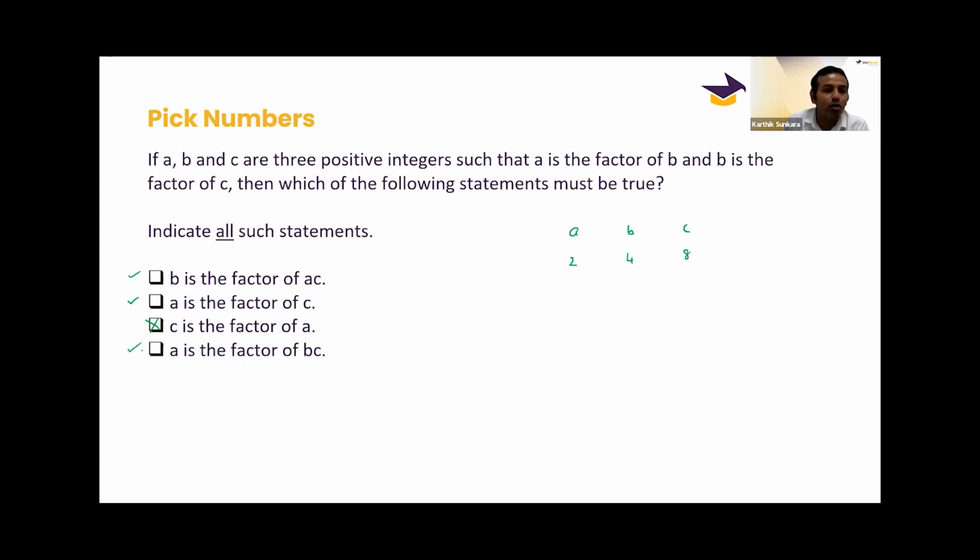So that means what could be the answer? A, B, and D. Now, let's say, for example, if you're not confident, then you try taking a different pair of numbers. Let's say A is maybe 5, then this is maybe 15, and maybe this is 60, right? You pick these values, substitute in that, again, A, B, and D will be satisfying. So that means we can say first, second, and fourth option are always true.